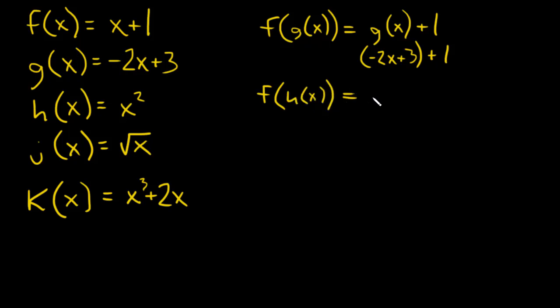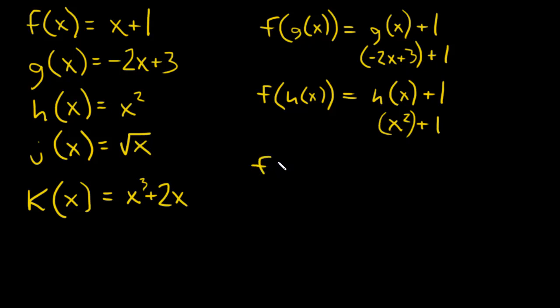Well, that's just going to be h of x plus 1. What is h of x? H of x is x squared. So it becomes x squared plus 1. I'll keep it in parentheses just to keep it consistent.